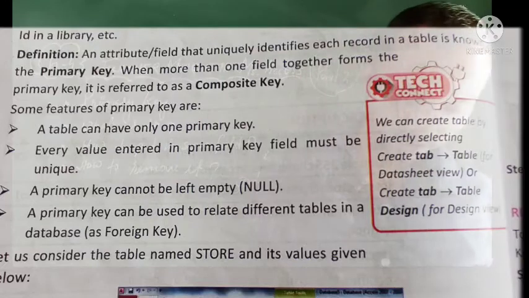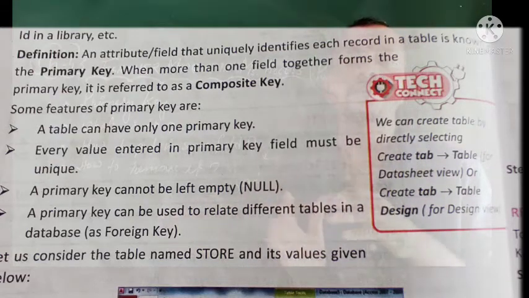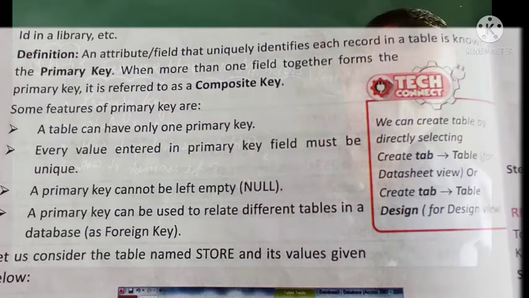As per the book, that is on page 38. The book defines it this way: an attribute or field that uniquely identifies each record in the table is known as primary key. It uniquely identifies, separately identifies, not that all mixed up and given same name, same number. Okay, separates.